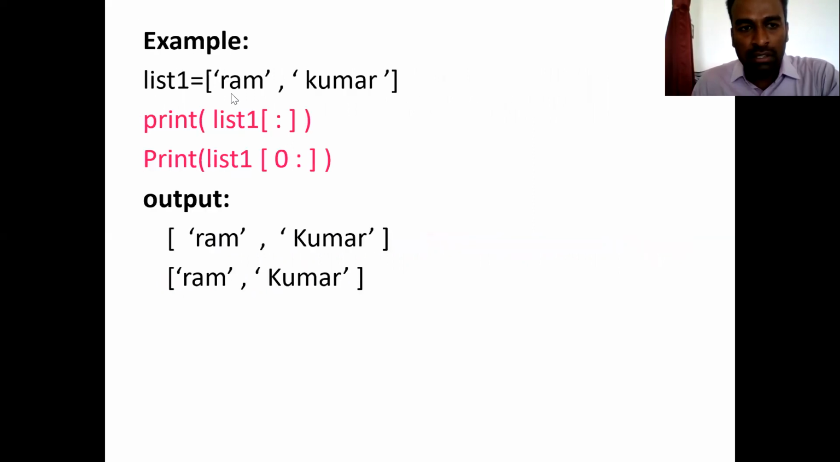Here list1 equals Raman, Kumar, print list1. So to print all the indexes in the list1, list1[0:], the result starts with 0 and goes to the given end.